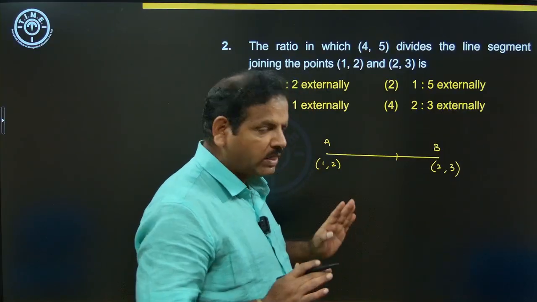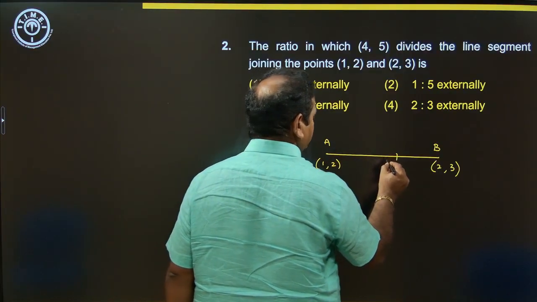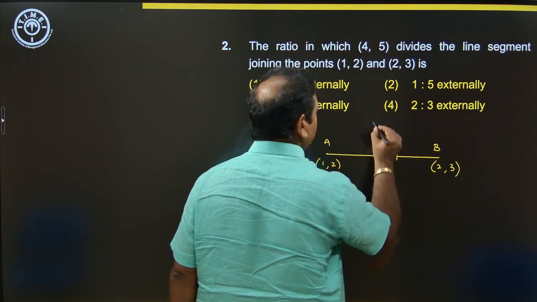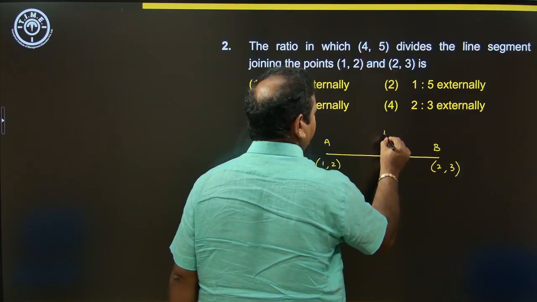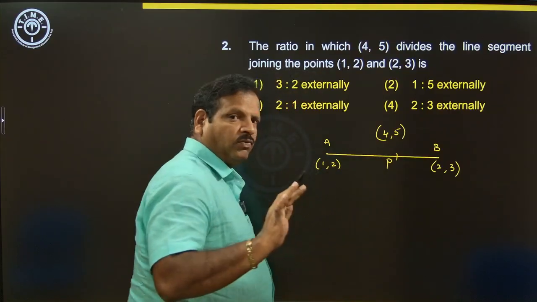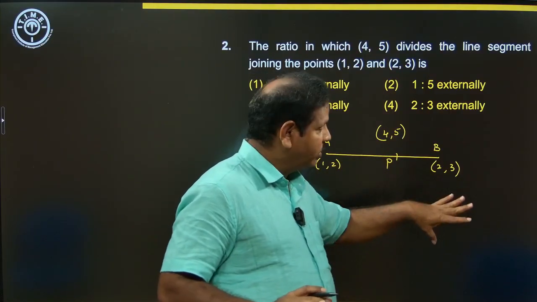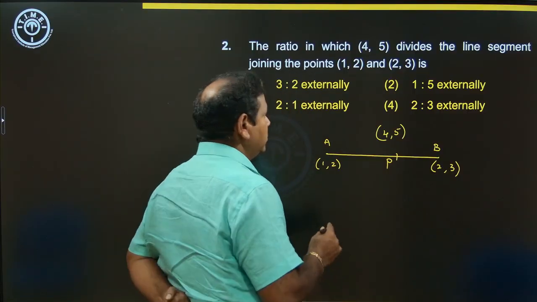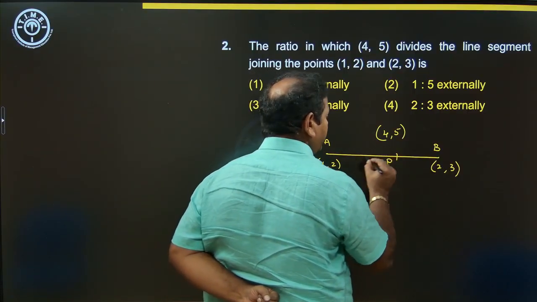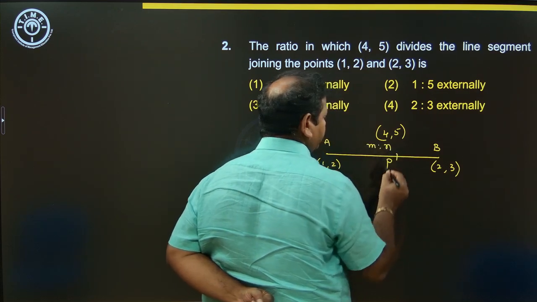Okay, first let us calculate the ratio. So I am assuming that P is somewhere, that point is 4 comma 5. It is not confirmed that P is compulsorily exactly in the middle. We do not know whether it is in between A and B. It can be outside, it can be inside. Okay, so suppose P is dividing AB in the ratio of m is to n.